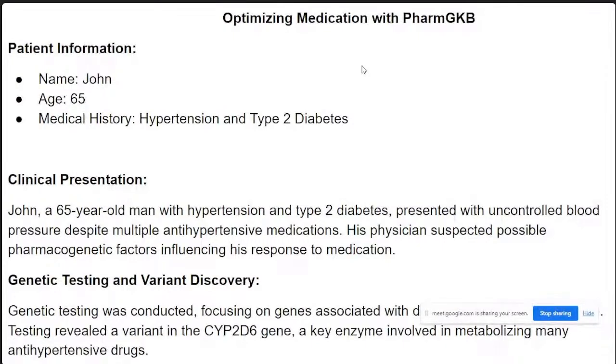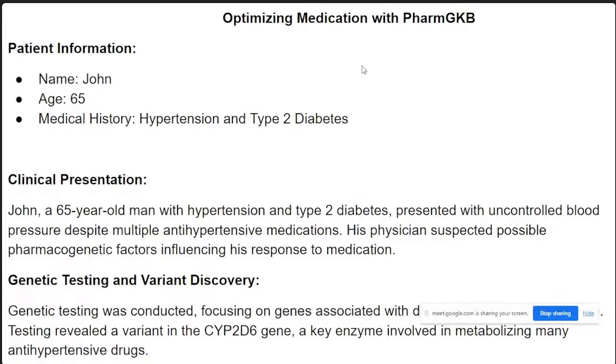That's the pharmacogenomics knowledge base, PharmGKB. So we have the patient information here to be John. His age is 65, and he has a medical history of type 2 diabetes and hypertension. Like I said, John is 65, and he presented with uncontrolled blood pressure despite multiple antihypertensive medications, and his physician suspected a possible pharmacogenetic factor influencing his response to medication.